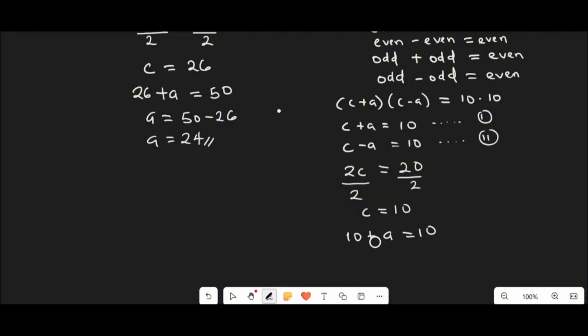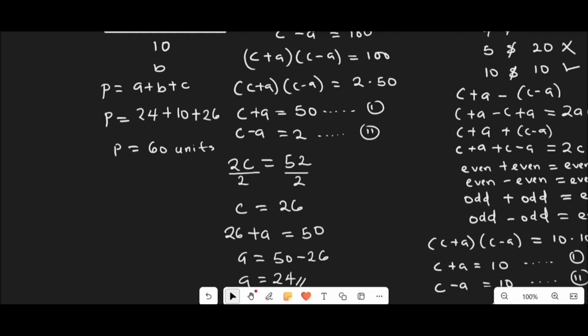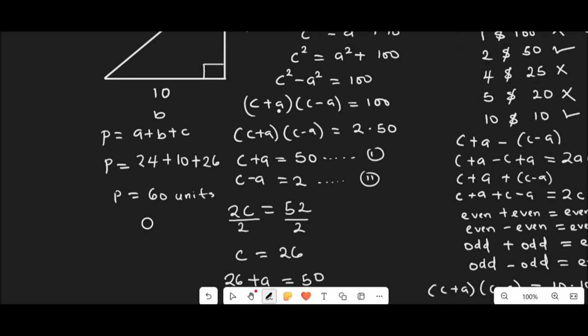Let us transpose 10 to the right hand side. A equal to 10 minus 10. So A equal to 0. Since A equal to 0, this solution is invalid because the length of a side of a triangle can never be 0. So the perimeter of the triangle is 60 units.